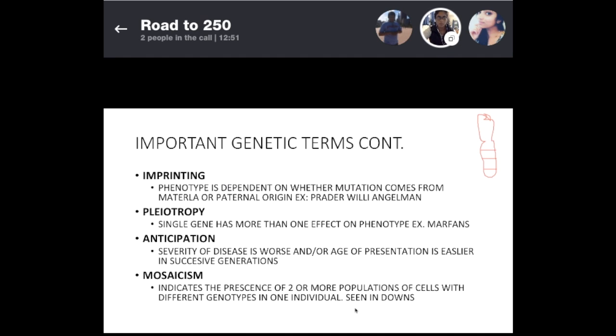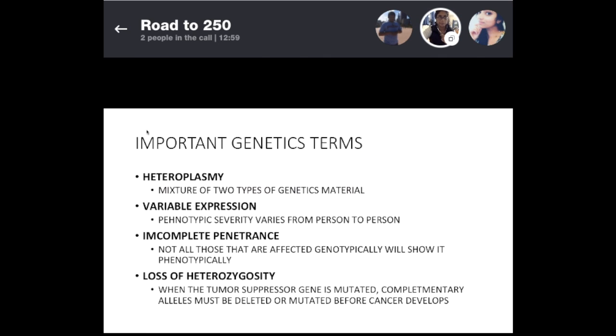Just that on your previous slide when you're talking about heteroplasmy, I just wanted to add that it's related specifically to normal and mutated mitochondrial DNA. Okay. Yep. Yes. Good. Thank you.